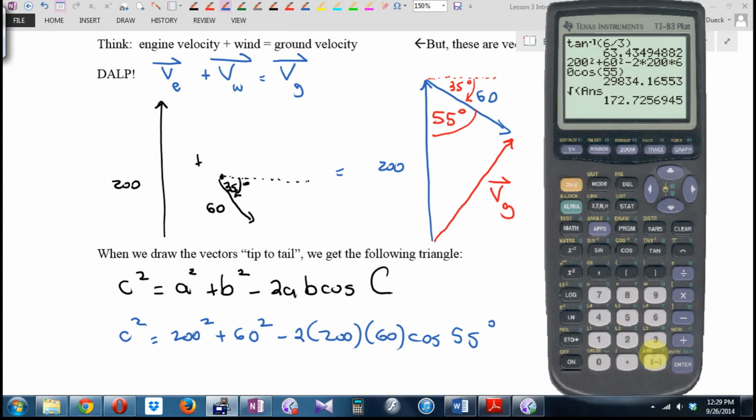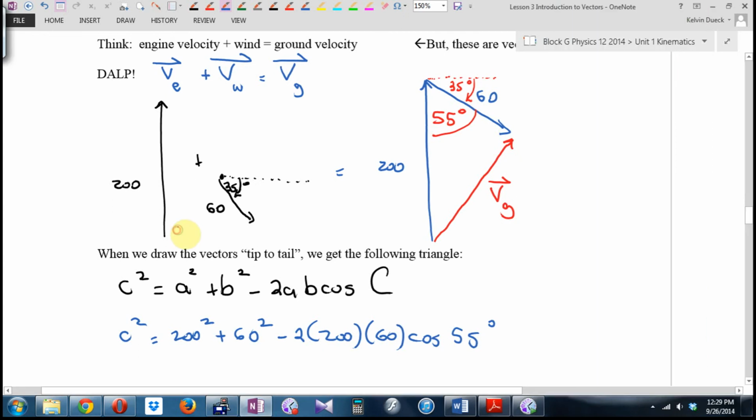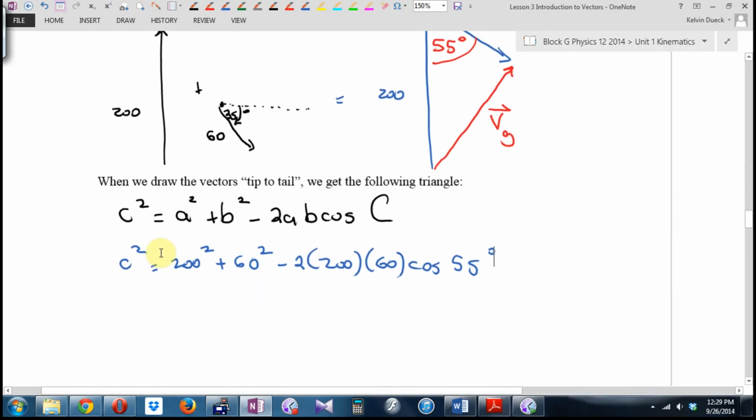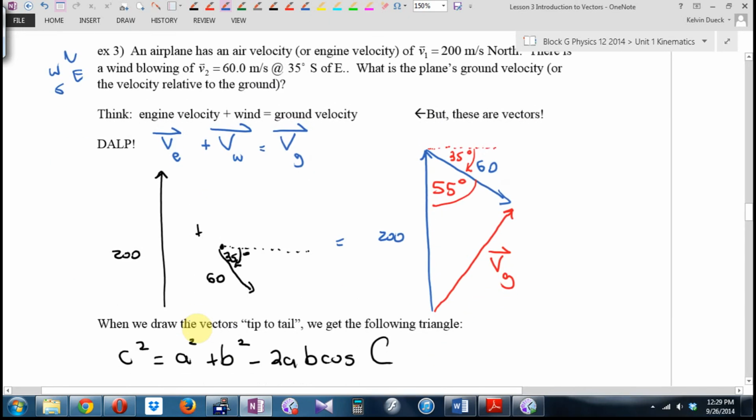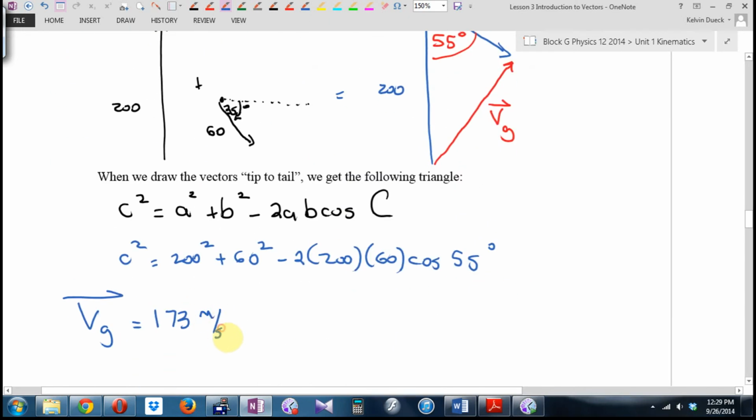You get, to 3 sig figs, 173. Instead of calling it c, now I'm going to go back to the actual variable. What did you say we were finding, Mark? So VG equals 173, was it meters per second or kilometers per hour? Meters per second? What we found is the ground speed. How do I turn this into a velocity? I need a direction.